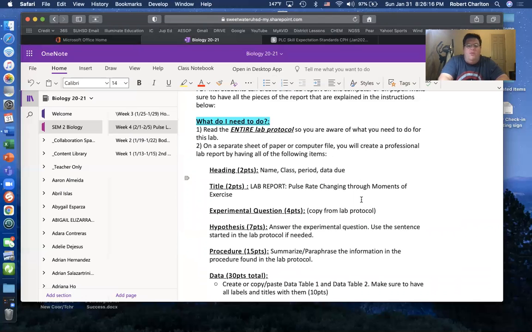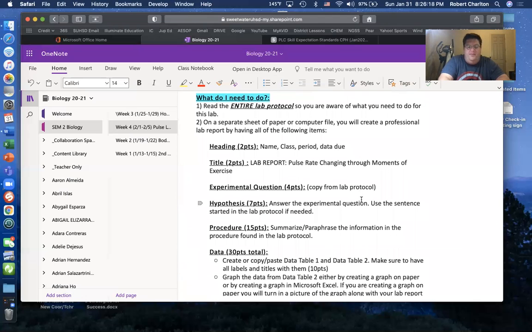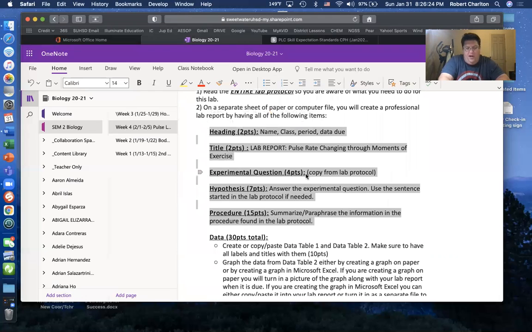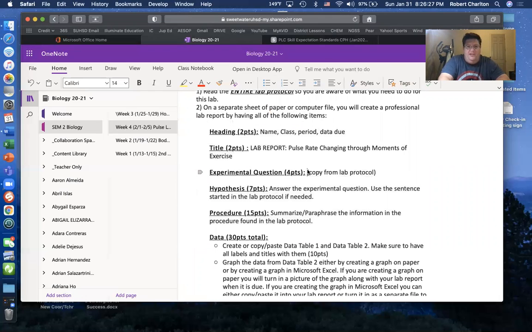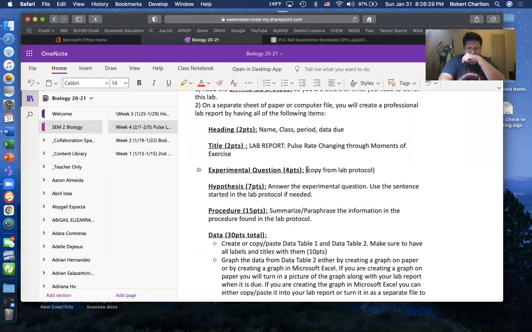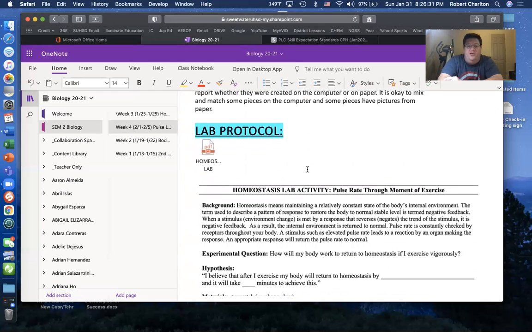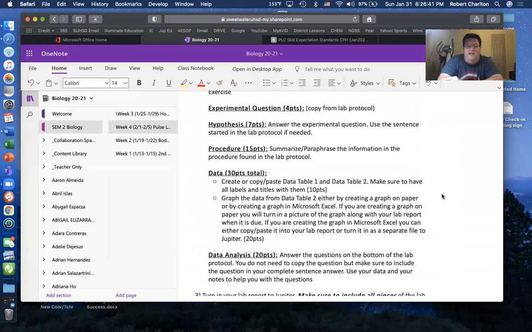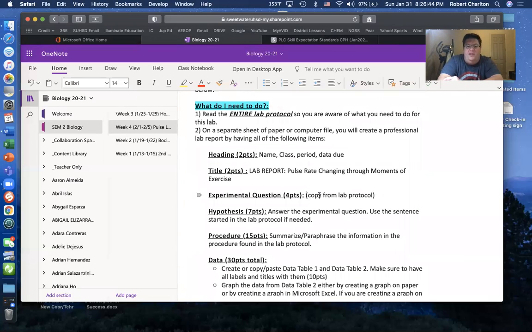All right, so what we're going to be doing on Monday and Tuesday are these first steps here. We'll put a heading on the paper, we'll give it a title, that's easy. We'll copy the experimental question, and you're like, well, where's the experimental question? Like all things, it's in the protocol. Right here, you see the experimental question: How will my body work to return to homeostasis if I exercise vigorously? Vigorously means a lot, okay? So we're going to copy that question.